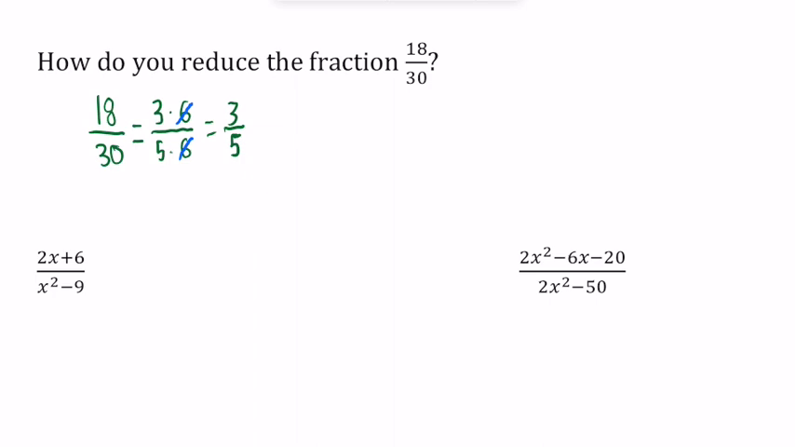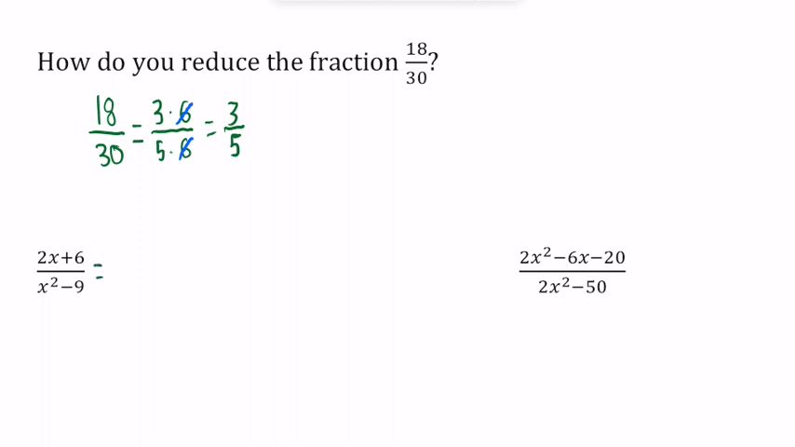We're going to do something very similar when we're reducing rational expressions with polynomials on the top and bottom of our fraction. We're going to start by factoring the numerator and denominator as much as possible, and then we're going to cancel out any common factors. For example, suppose we have 2x plus 6 over x squared minus 9.